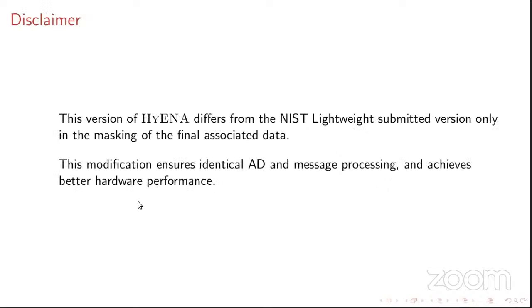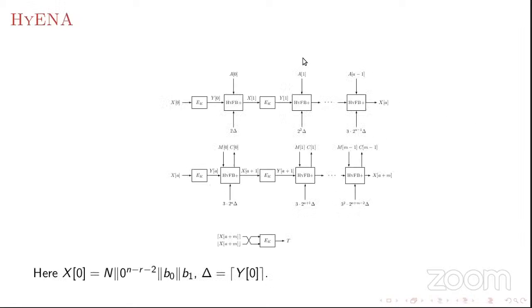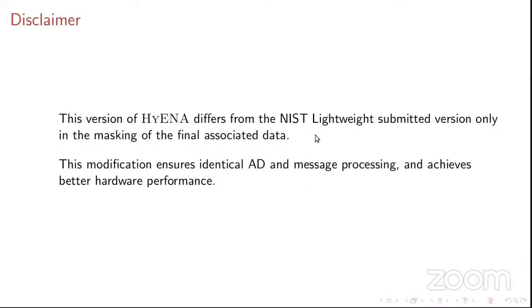Just a small disclaimer here. We use a slightly different way to update the masking values as compared to the NIST submission. Here you can see it's 2·delta, 2^2·delta, and 3·2^(a-1)·delta for the last block of the AD. Instead of this, in the NIST version, it's simply 2. This modification ensures identical AD and message processing and achieves better hardware performance. This is one of the reasons that we use this slightly different version of HYNA.